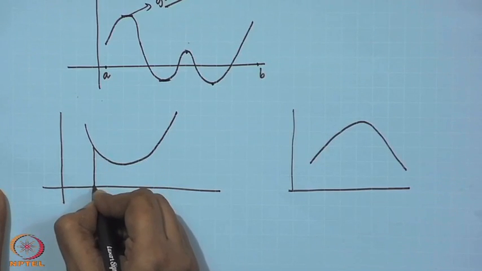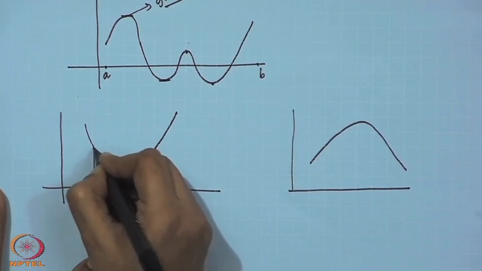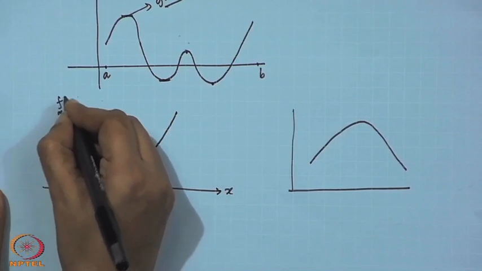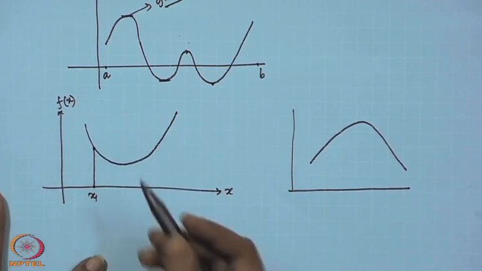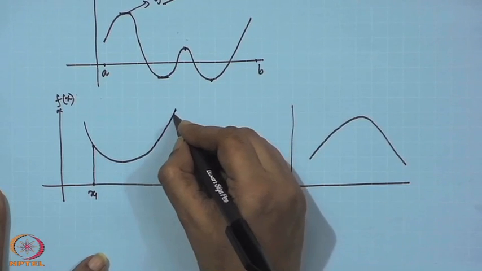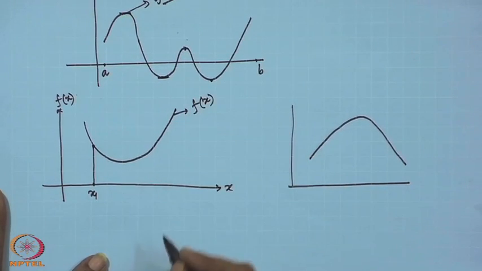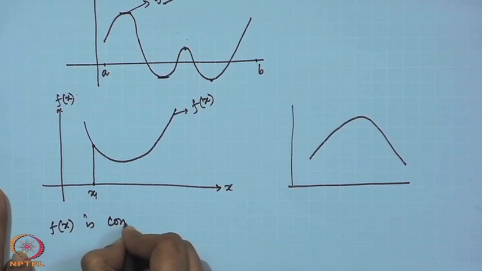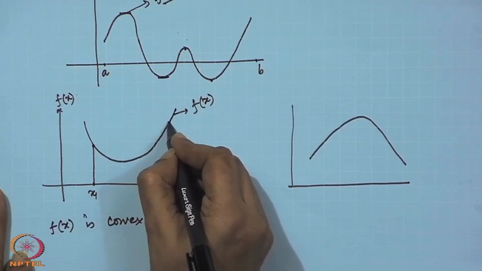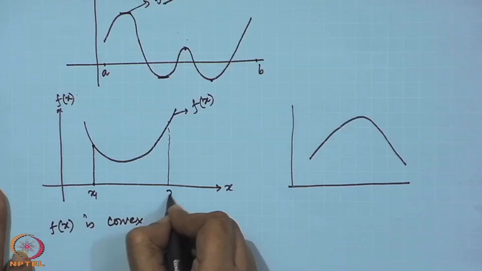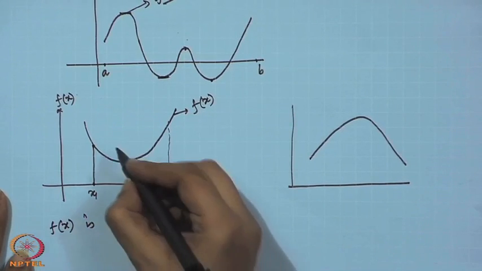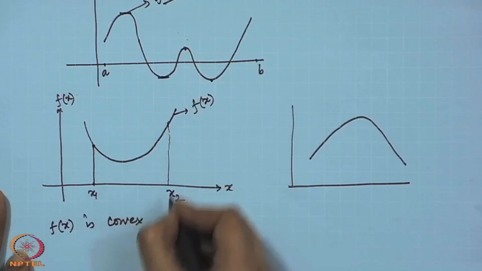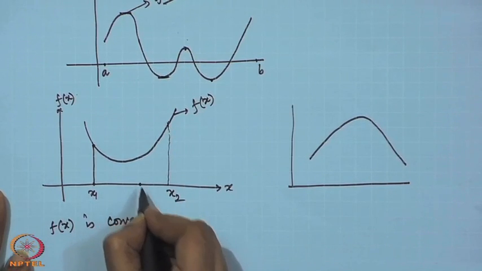If I consider a point here, say x1, this is the corresponding f(x1), this is our x, this is our f(x). We are considering a function of a single variable only. This is our f function for us. We will say this f function is convex, f(x) is convex, if we take 2 points here, x1 and x2, and we take any point in between x1 and x2, say this is the point for us.